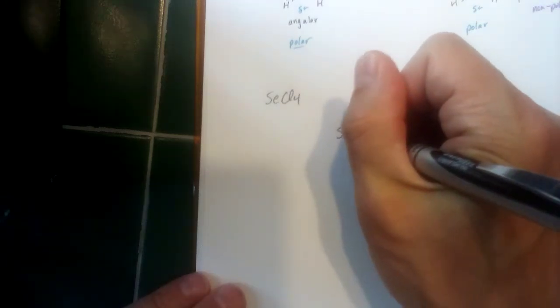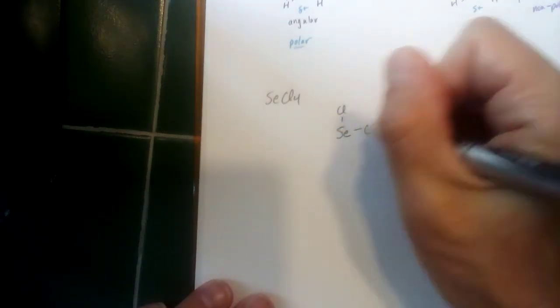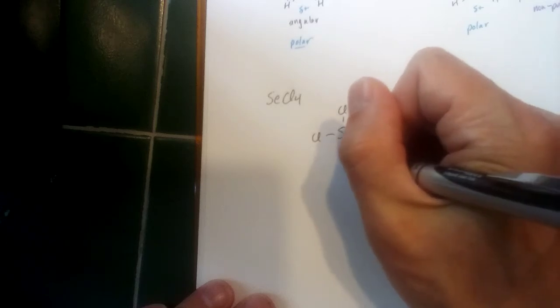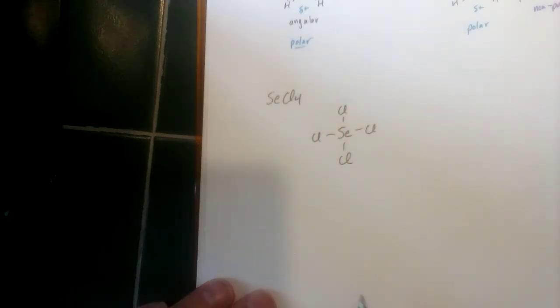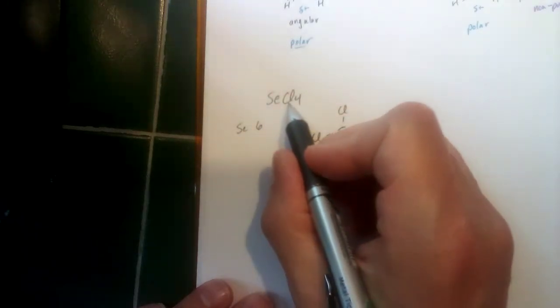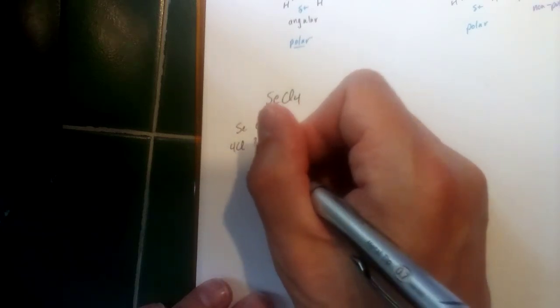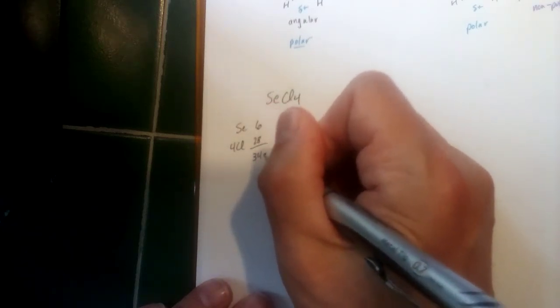Let's do selenium tetrachloride. So if we put selenium in the center, we could look and see that selenium is less electronegative than chlorine. Surround it with the chlorines to make the skeleton. That would be a good start. Selenium is in the same column as oxygen and sulfur, so selenium brings 6 valence electrons into bonding. Each chlorine brings 7, so 4 chlorines would add 28, and that would be 34 total electrons in this molecule.